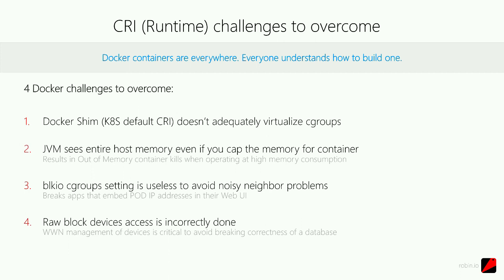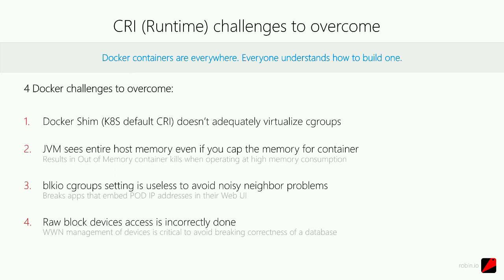You've got to virtualize all of the cgroups to a container so that the app running within the container sees exactly what has been allocated to it. So that's one. The second one is around cgroup settings for IO management.